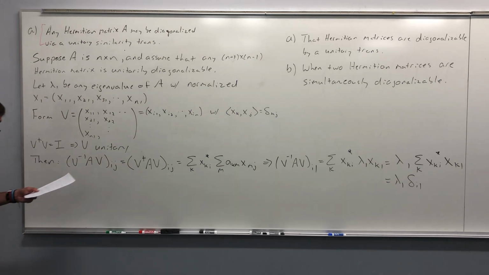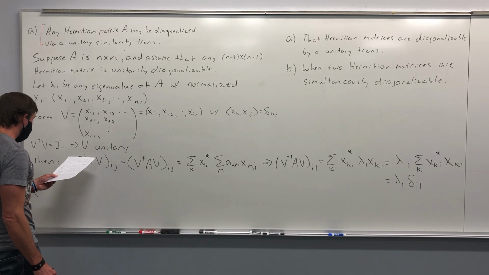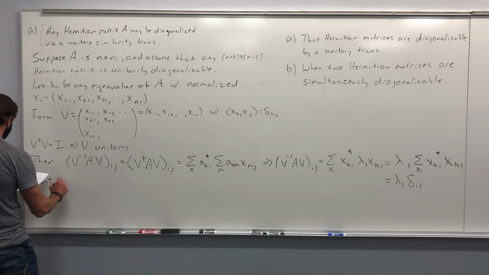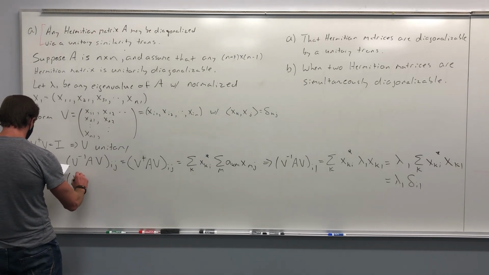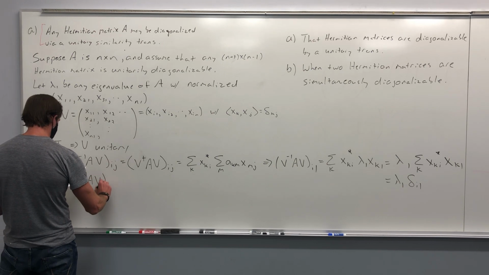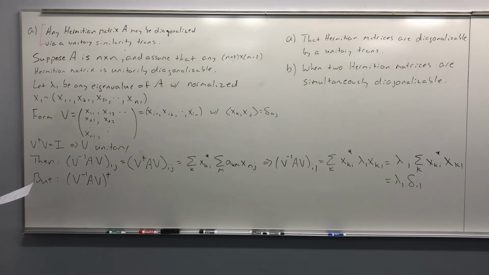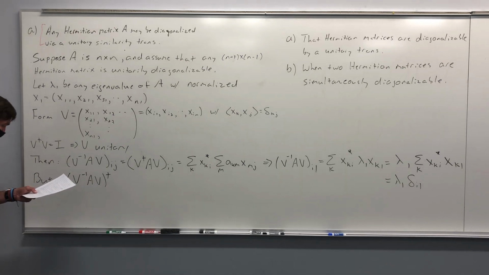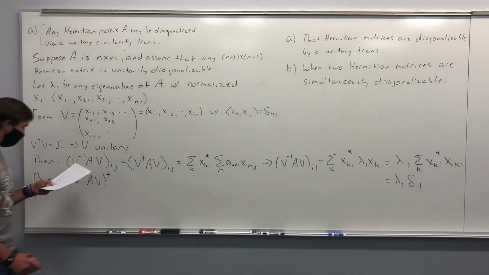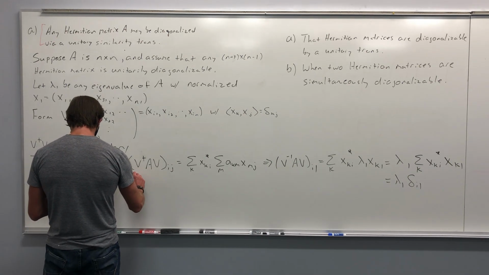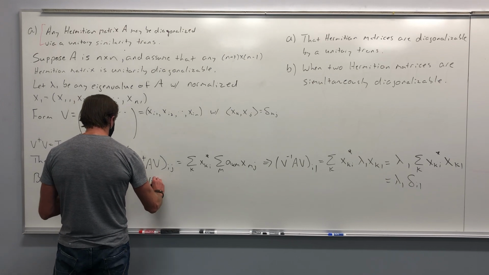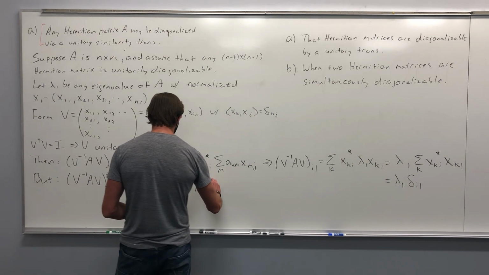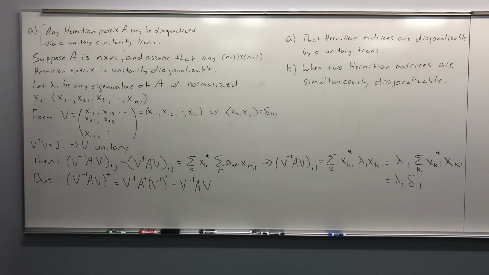Now, you can play a very similar game. Well, no, I'm actually going to do this. Oh, goodness, this is going to take forever. This is horrible. Okay. All right. So if we consider V inverse A V dagger, so we're basically doing the Hermitian conjugate of this, then this becomes V dagger, A dagger, V inverse dagger, which is of course just V inverse A V. Okay?